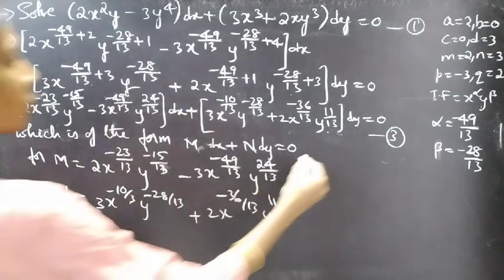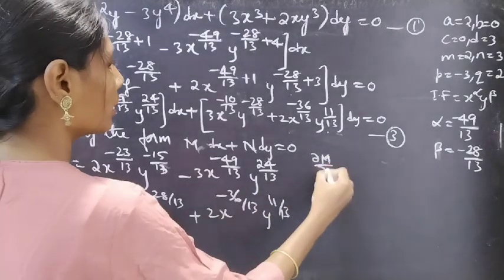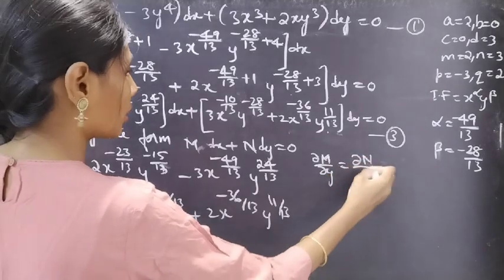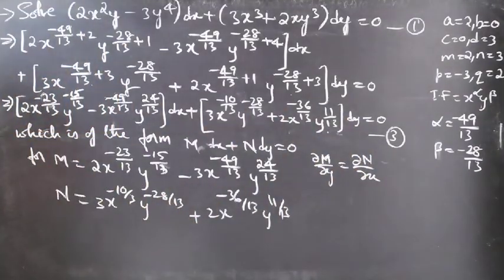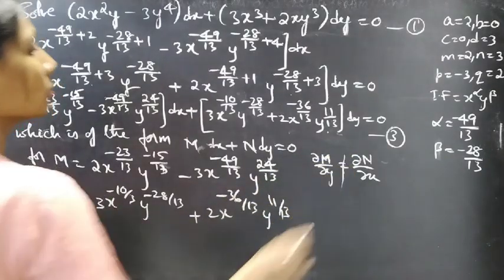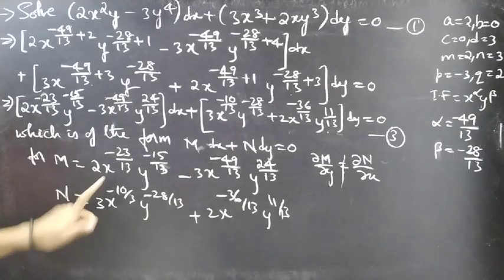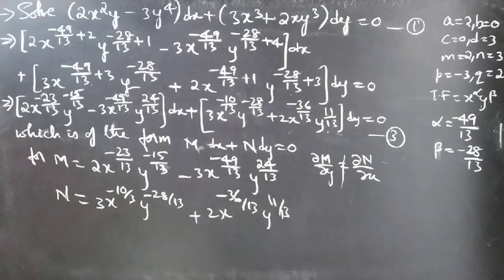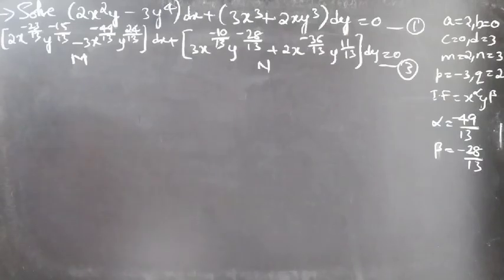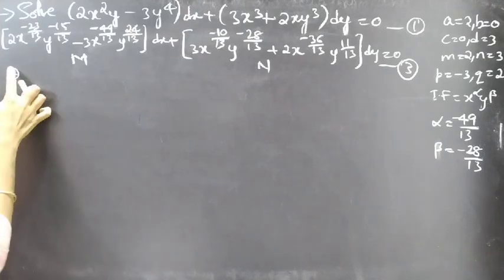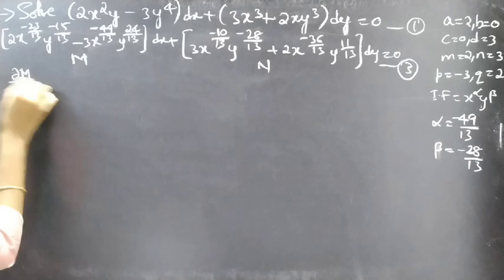So here, if the partial derivative of M with respect to y equals the partial derivative of N with respect to x, then we can say that the reduced equation is an exact equation. If it is not equal, then it will be a non-exact equation. So let's find the partial derivatives of M and N. Here we are going to find the partial derivative of M with respect to y and the partial derivative of N with respect to x.